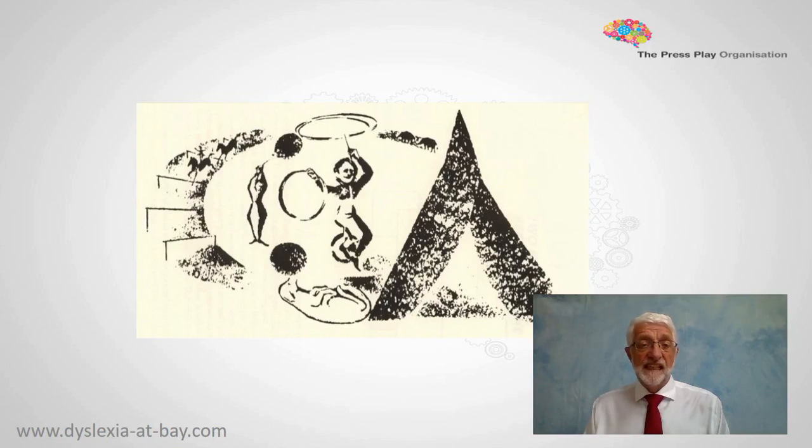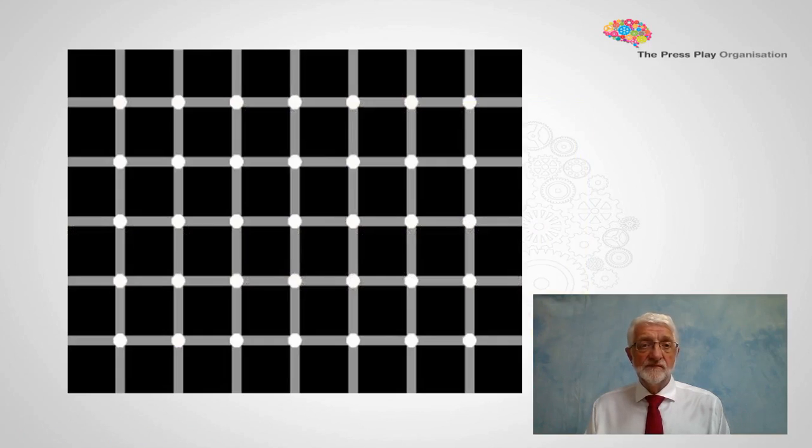Some children complain that they see the words flashing on and off the page, and people imagine they're only making it up. However, look at this slide. Yes, you're seeing black and white dots flashing on and off the page. In the same way, some children see the words flashing on and off the page.